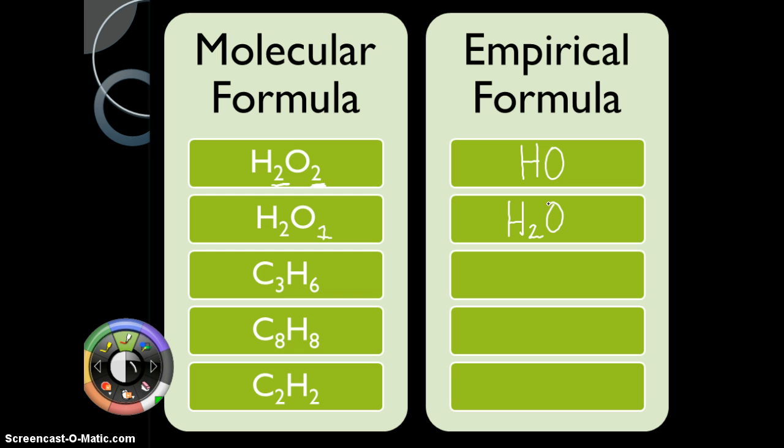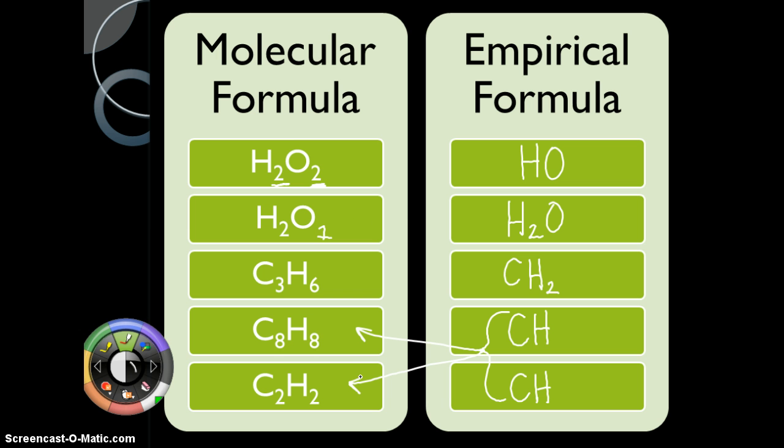Next we have C3H6. Now are 3 and 6 divisible by the same number? Yes, they can both be divided by 3. That's going to give you 1 carbon and 2 hydrogen. C8H8. Both 8s are divisible by themselves. That's going to give you an empirical formula of CH. C2H2 is also going to give us CH. So sometimes you can have the same empirical formula and get different molecular formulas.